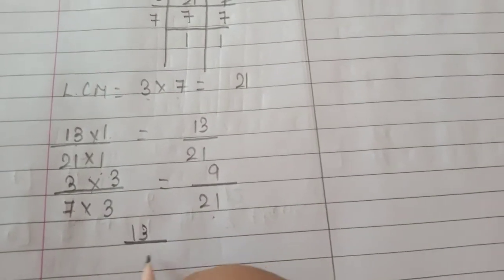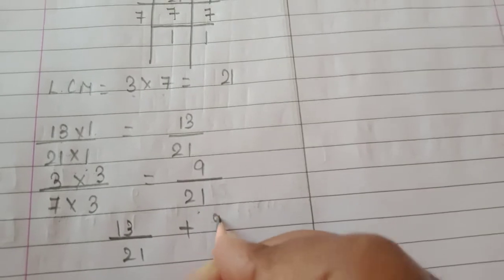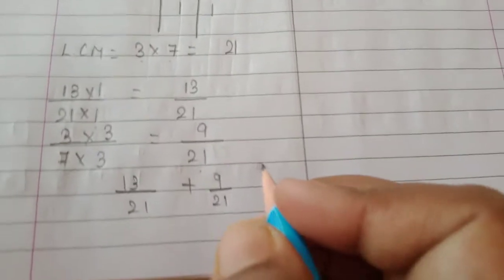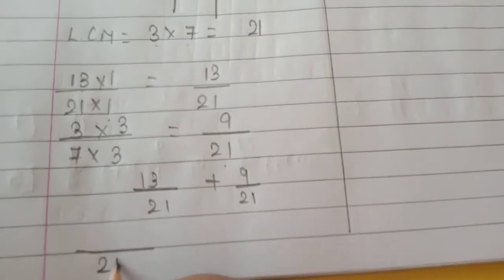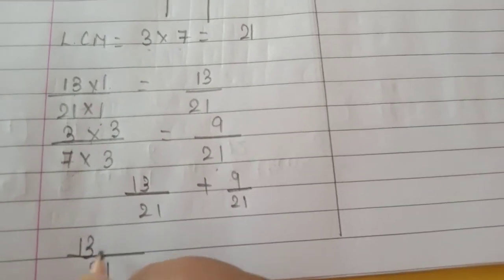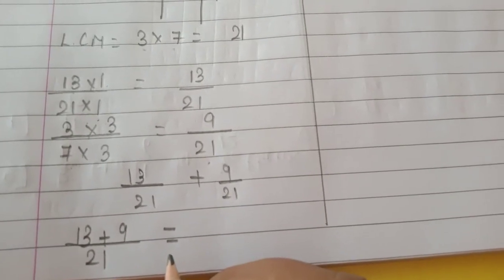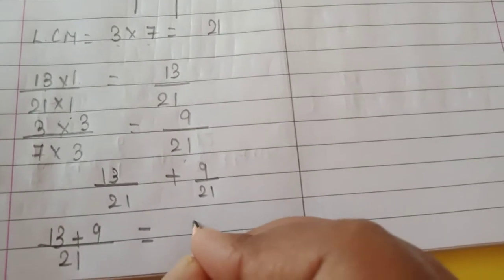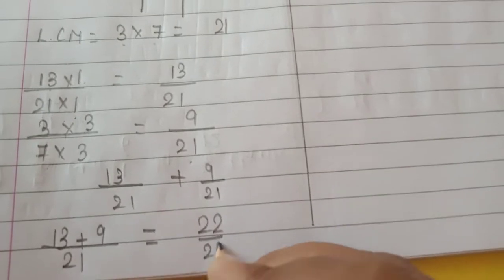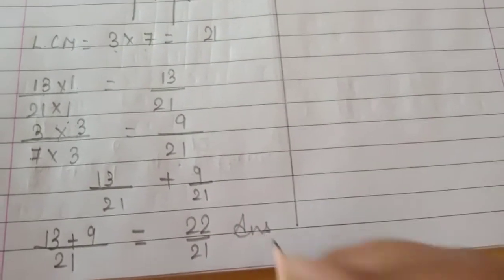So 13 upon 21 plus 9 upon 21. Now both the denominators are the same. So one time we will write the common denominator 21, then in the numerator we will add 13 plus 9. So 13 plus 9 equal to 22. So 22 upon 21 is our answer.